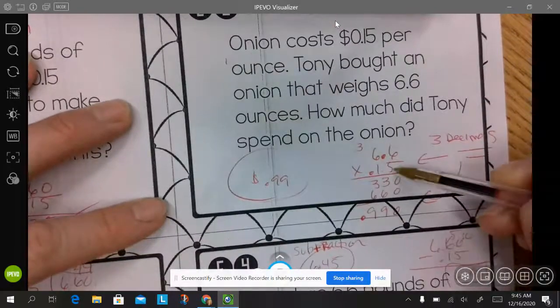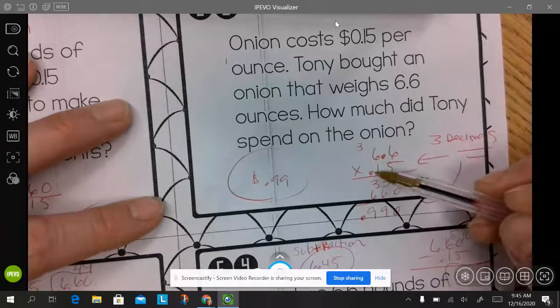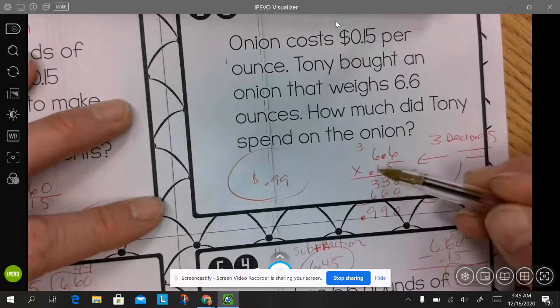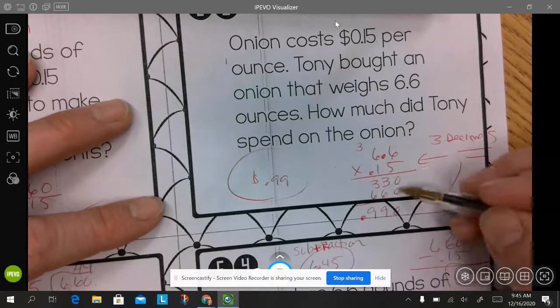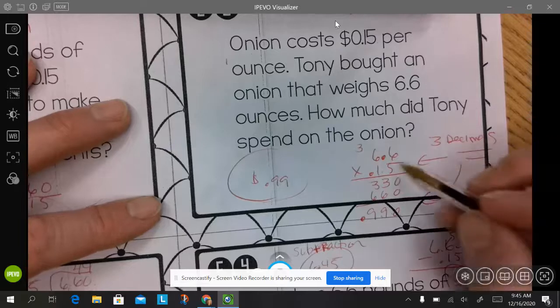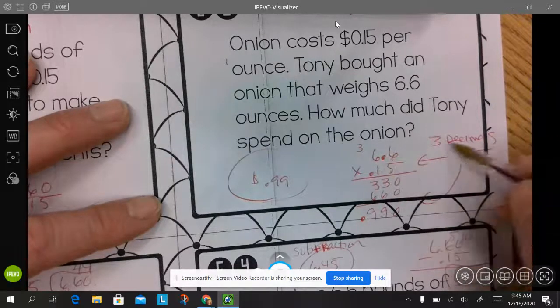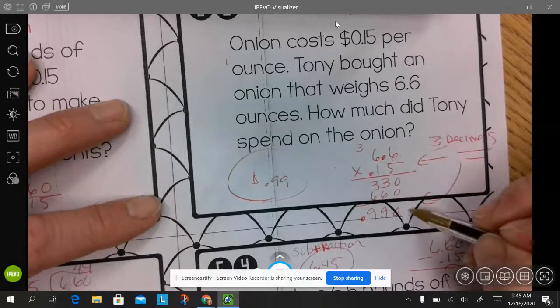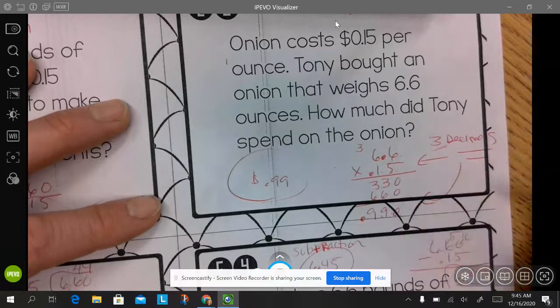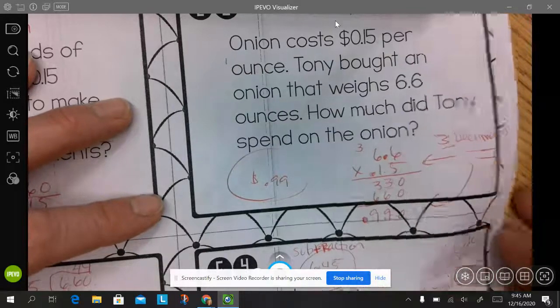I multiply like this. 5 times 6 is 30. 5 times 6 is 30 again, plus 3 is 33. If you're moving over 1, you need a placeholder, so put your 0 there. 1 times 6 is 6, then 1 times 6 is 6 again. Now just go ahead and add these up. 0, 9, 9. But the most important thing is that in your problem you have 1, 2, 3 decimals. So in your answer, you have 1, 2, 3 decimals. 0.990 is just 99 cents. So that's how much Tony spent.